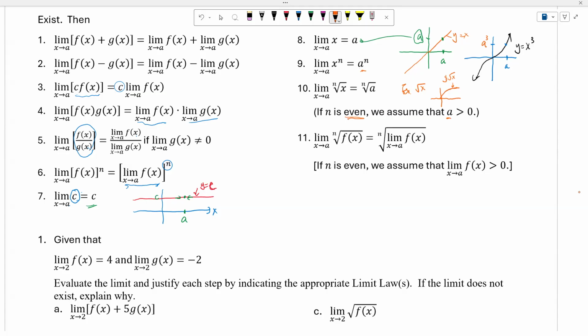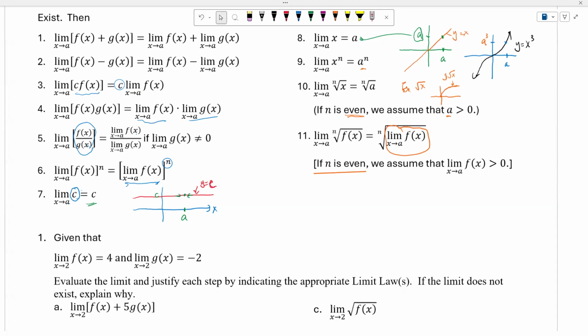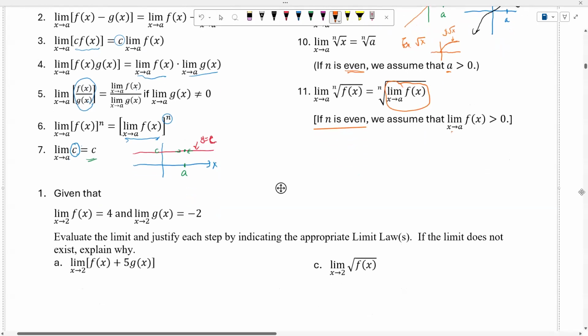And property number 11 just follows number 10. If we take the limit as x approaches a of the function nth root of f of x, it will be equal to the nth root of the limit as x approaches a of f of x. Same thing, you need to be careful when n is even. Then we assume that the limit as x approaches a of f of x is greater than 0.